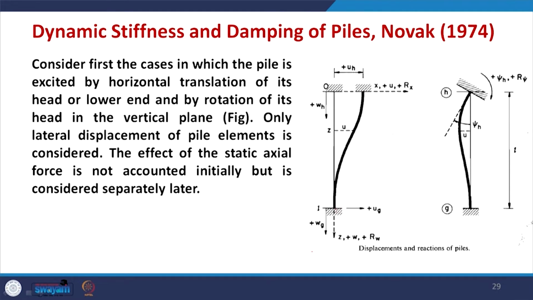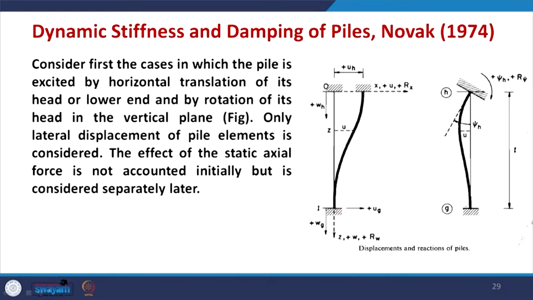Okay. Now, consider the first case in which the pile is excited by horizontal translation of its head or lower end, or by rotation of its head in the vertical plane. So, here the excitation in this case is given by the horizontal translation, while here it is due to rotation. What has been done here is that the pile head is moved, but the tip is not moved. So, as a result, it is deflected like this.